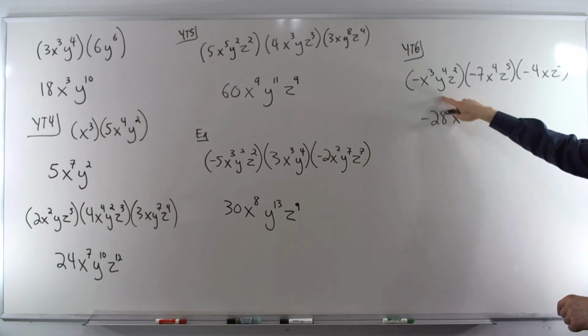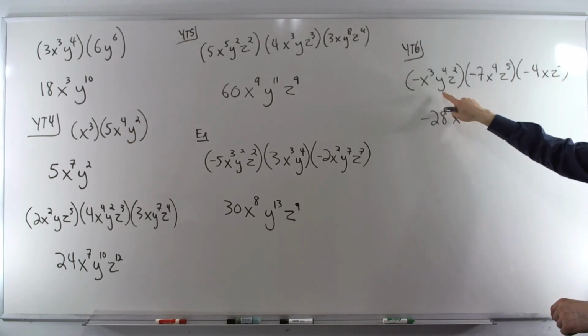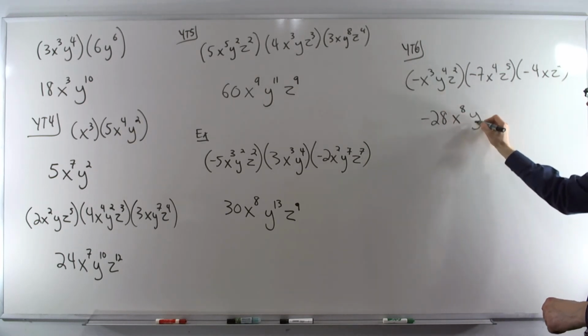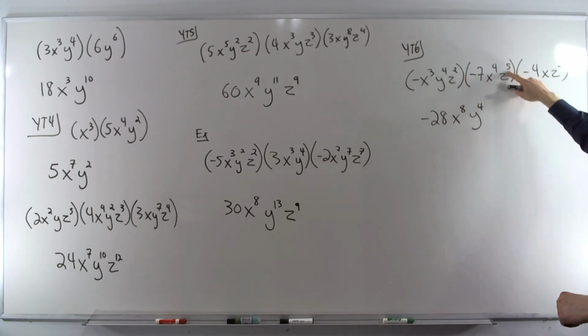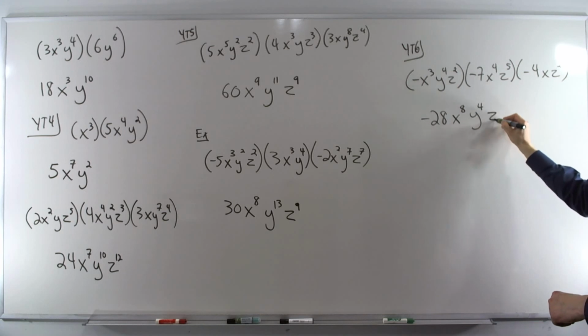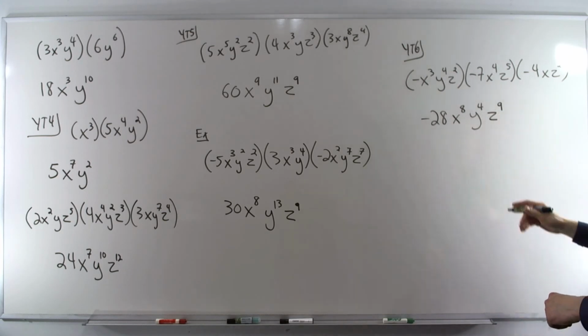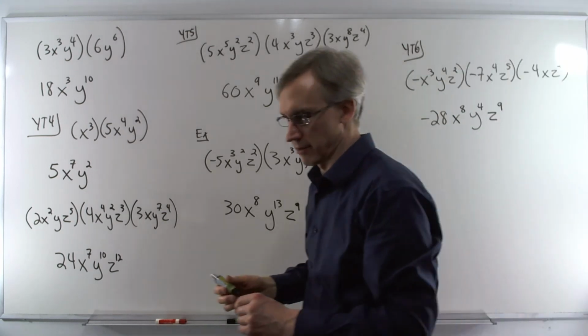Now the y's, we just have one y here, no matches, so that will stay y to the 4th. And then the z's, 2 plus 5 is 7, plus 2 is 9. Negative 28, x to the 8th, y to the 4th, z to the 9th.